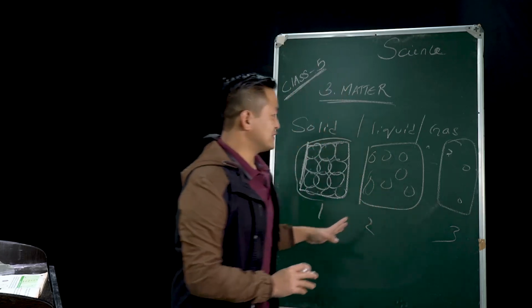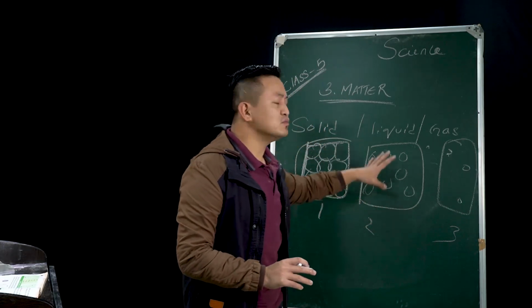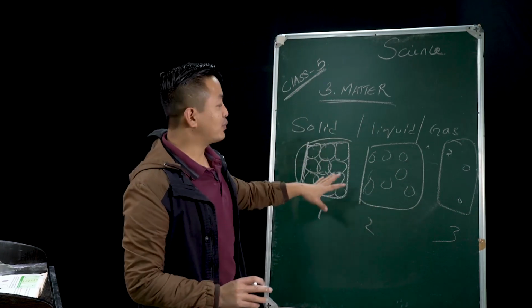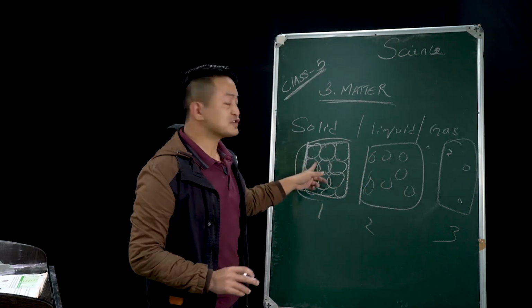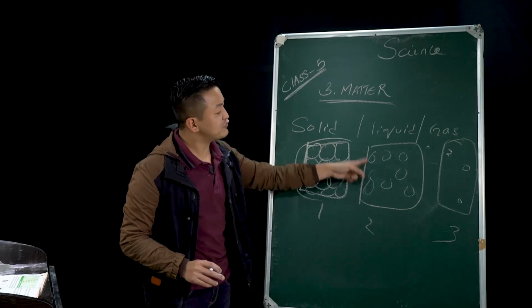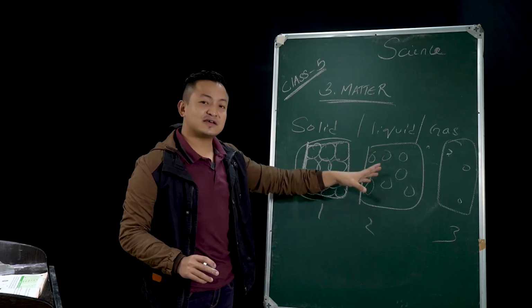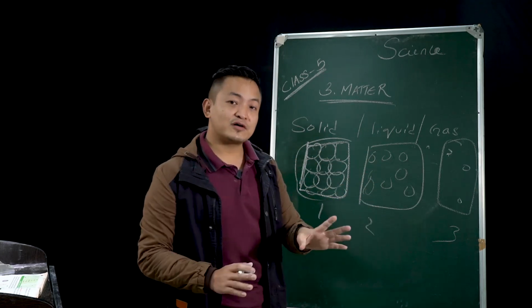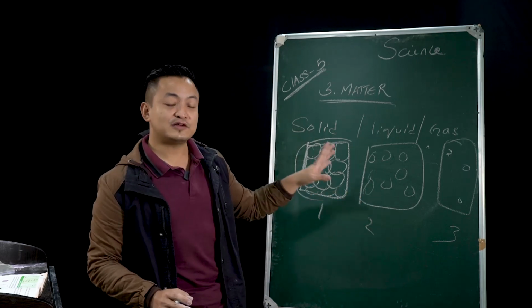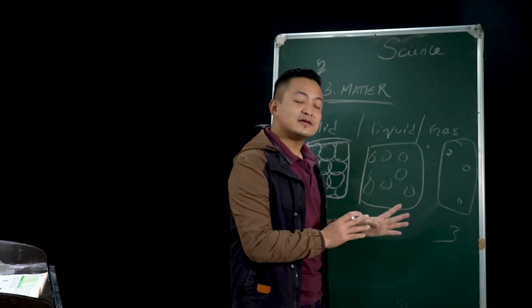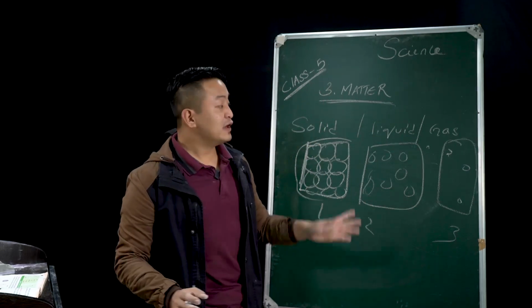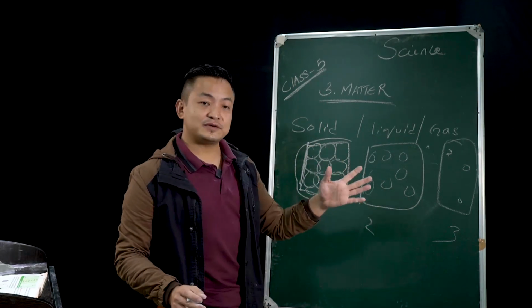The second one, the molecules, they can move around. Clear? Comparing to the first one, the molecules in the second box can move around. So this is an example of liquid. In liquid, they are loosely packed. They can move around a little bit. That's why, I'll give you an example.